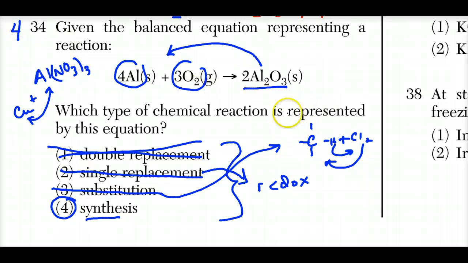I know most of my kids would say, redox, where is it? And some people would think that it's got to be single replacement because single replacement is a classic redox reaction. But look carefully. How can these single replace? You'd have to replace one thing for another. There's nothing to single replace. These guys are both elements making something. Synthesis is the best answer, choice 4.